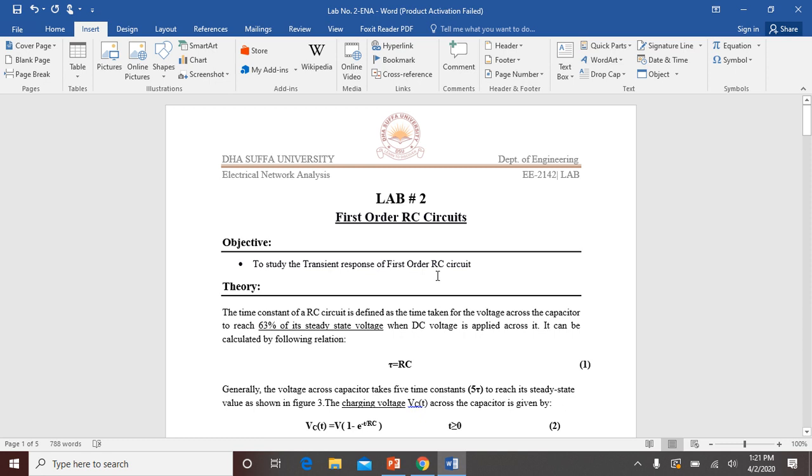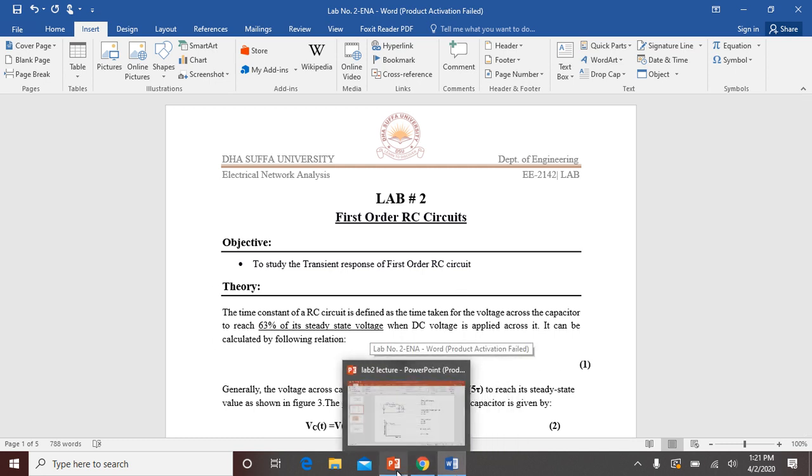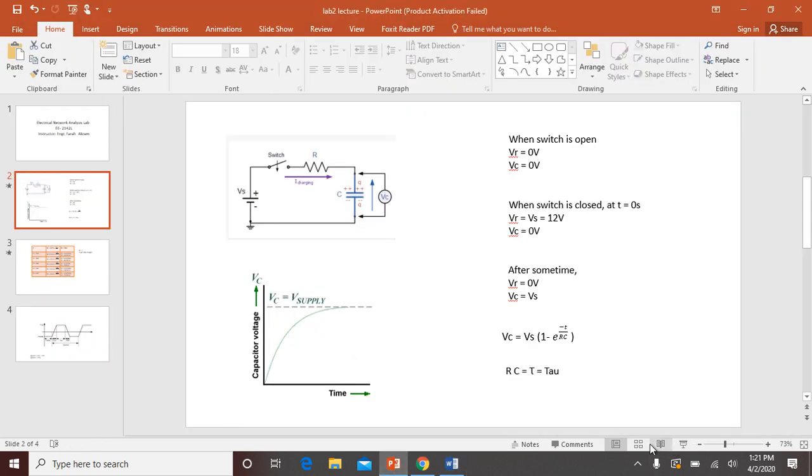Before moving to the lab, we will first review the basics of how a capacitor gets charged and discharged through a simple presentation I have made. Let's just go through it.